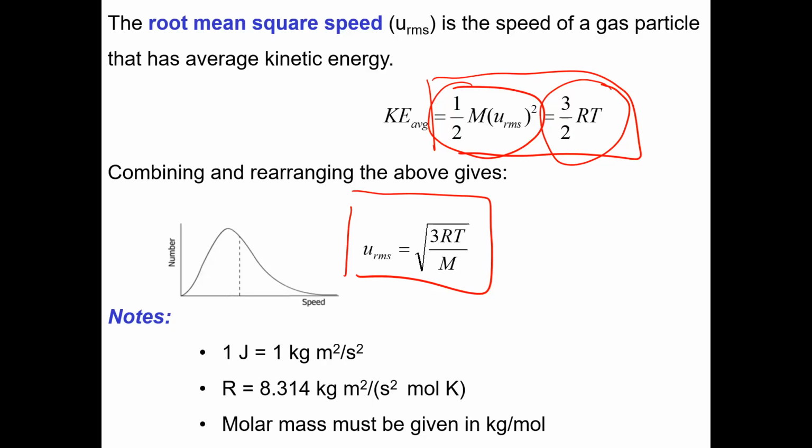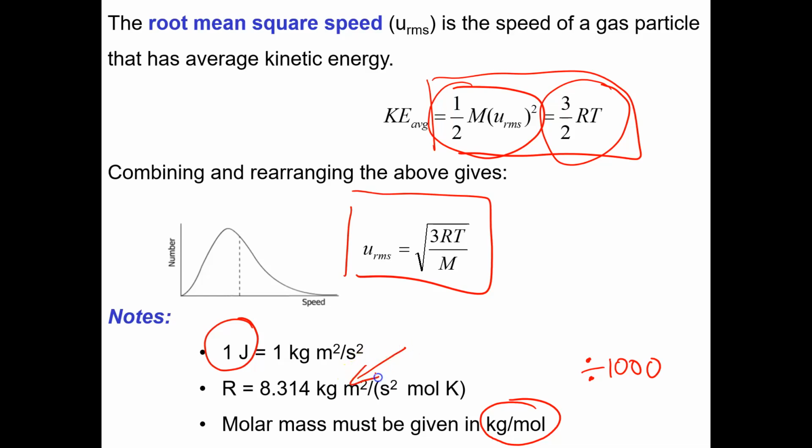Now, there are some interesting things. Because of the way that energy is defined in the SI system, we need to make sure that our molar mass in this equation is given in kilograms per mole. That is, you need to take the value from the periodic table and divide by 1,000.